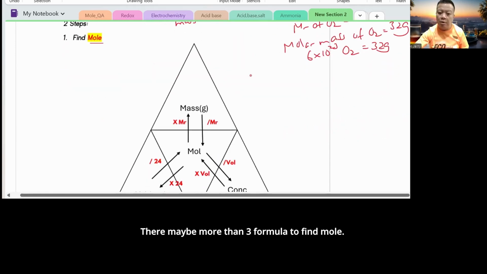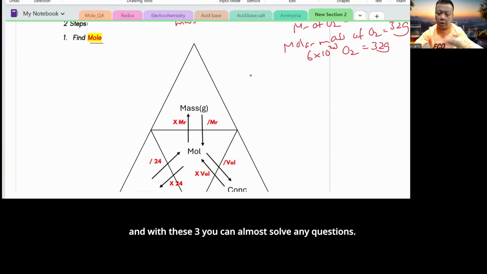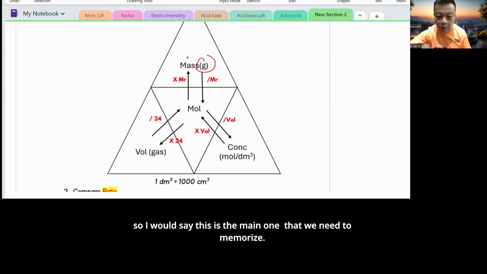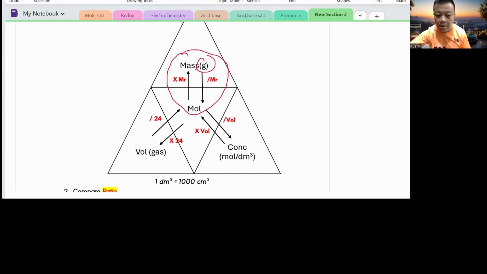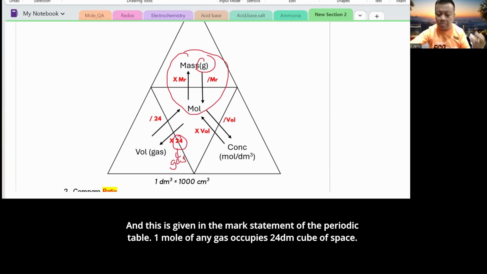There may be more than 3 formulas to find mole, but I just want to focus on these 3 that we frequently use, and with these 3 we can almost solve any question. So depending on what we have: if you have mass, take note it must be in gram. I would say this is the main one that we need to memorize. When you see volume, do you use the 24? This 24 is only for gas, and it is given in the last statement of the periodic table.